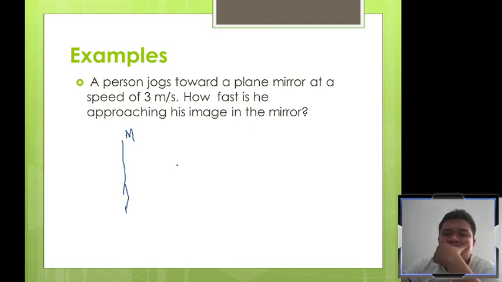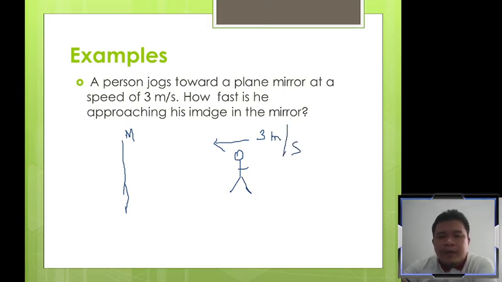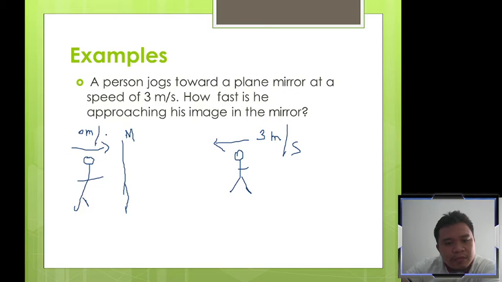Now, a person jogs towards the plane mirror at a speed of 3 meters per second. So this person is running towards the mirror at around 3 meters per second. According to the question, how fast is he approaching his image in the mirror? You might be thinking that since it's the law of reflection, the answer should still be 3 meters per second, right? Because after all, if this man sees his image here, it should be running 3 meters per second. But you have to take note that motion is relative.